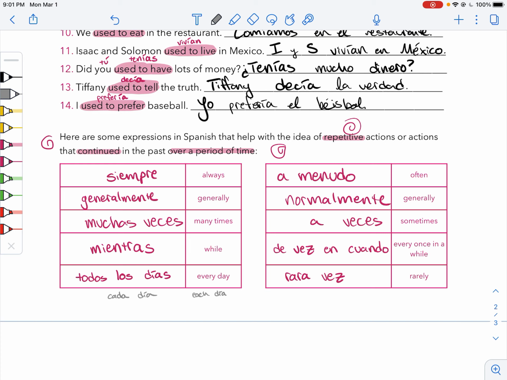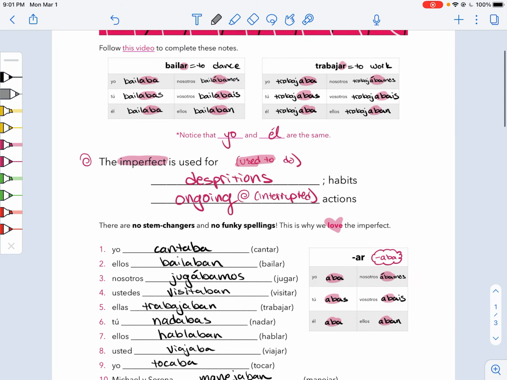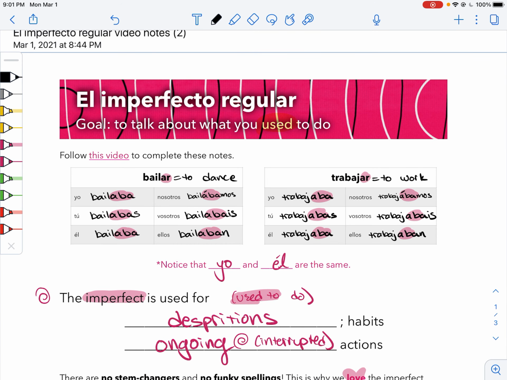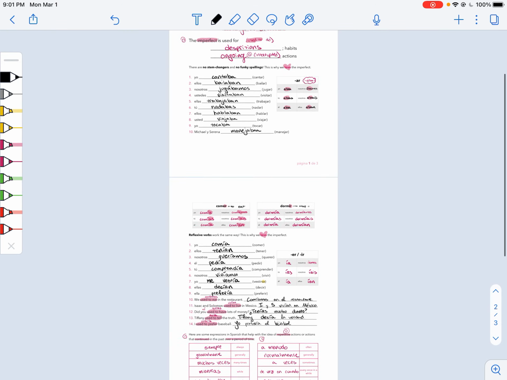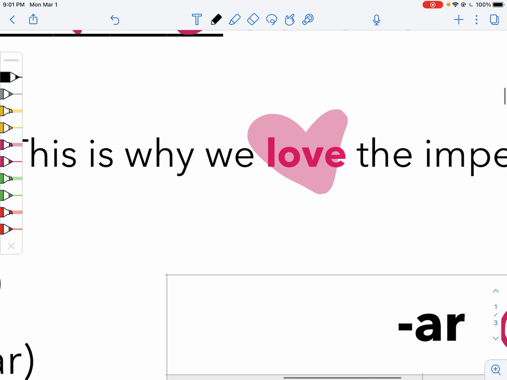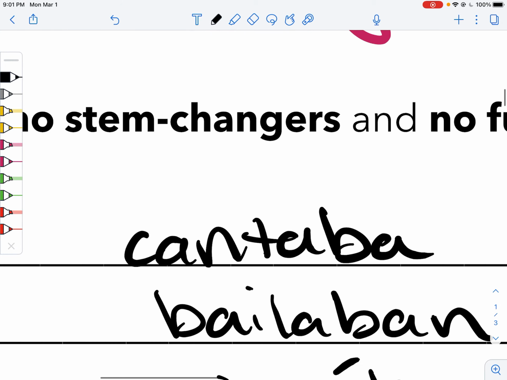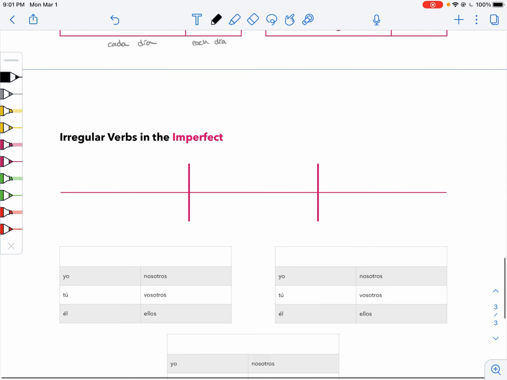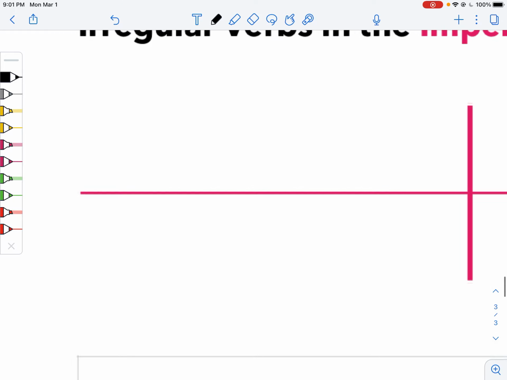So that's a nice, cute little summary about how verbs work in the imperfect tense. Remember, the imperfect is what you used to do. So when we talk about the imperfect, these are things that go on forever. They're ongoing, they're continual, they're habitual. And we love the imperfect tense because there's no weird spellings. There's no stem changers. But there are irregular verbs. So here's 3 things to help you remember irregular verbs.